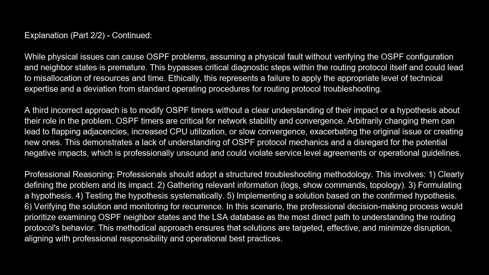for routing protocol troubleshooting. A third incorrect approach is to modify OSPF timers without a clear understanding of their impact or a hypothesis about their role in the problem. OSPF timers are critical for network stability and convergence. Arbitrarily changing them can lead to flapping adjacencies, increased CPU utilization, or slow convergence, exacerbating the original issue or creating new ones. This demonstrates a lack of understanding of OSPF protocol mechanics and a disregard for the potential negative impacts, which is professionally unsound and could violate service-level agreements or operational guidelines.